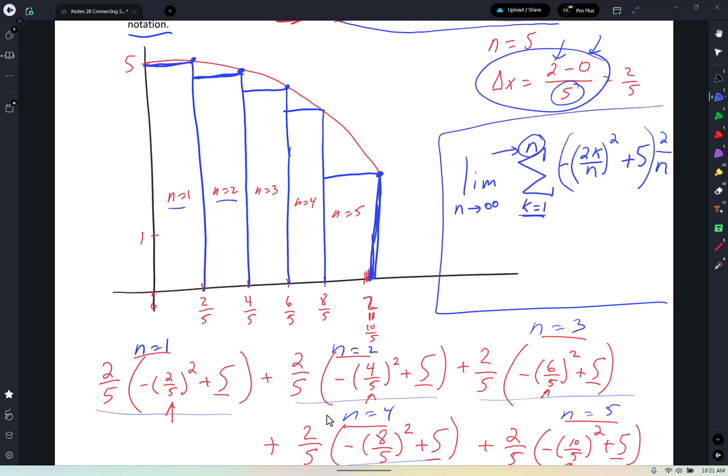Put in your notes that this is the perfect area. Yeah, exact area. Put the word exact instead of perfect. Exact area under the curve from 0 to 2.